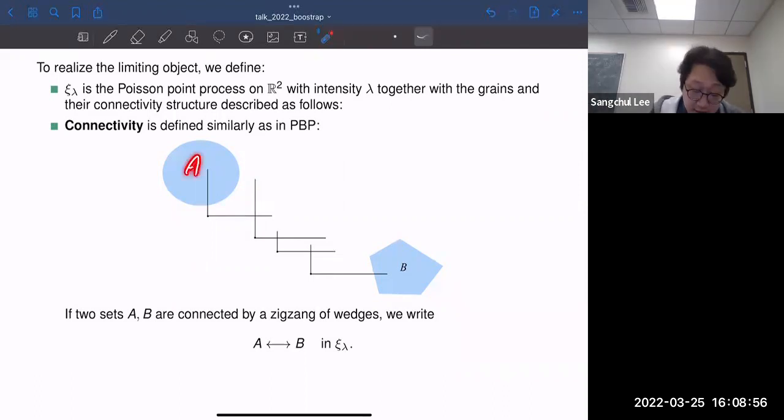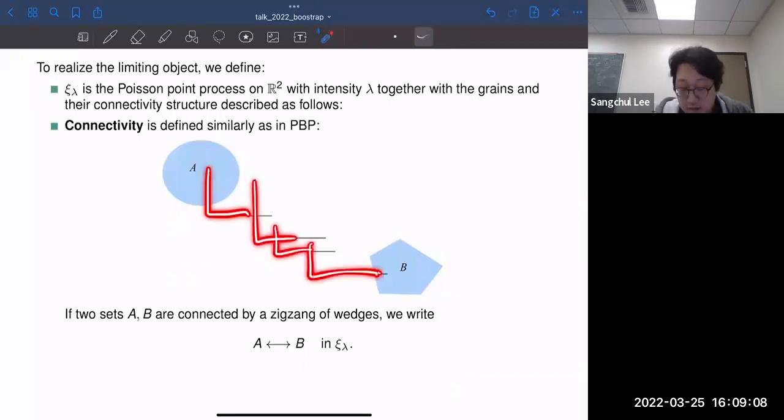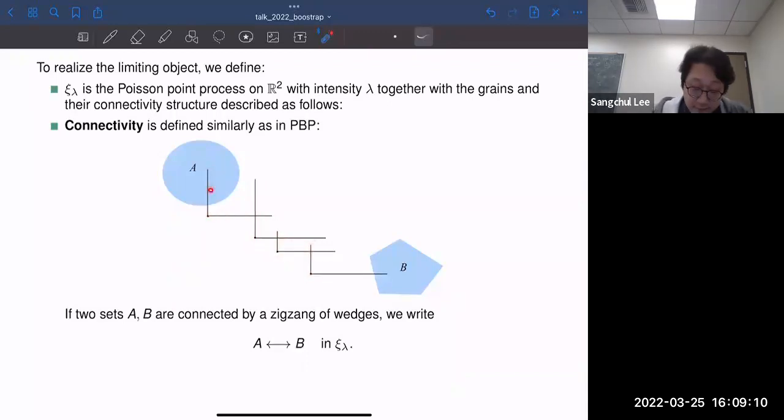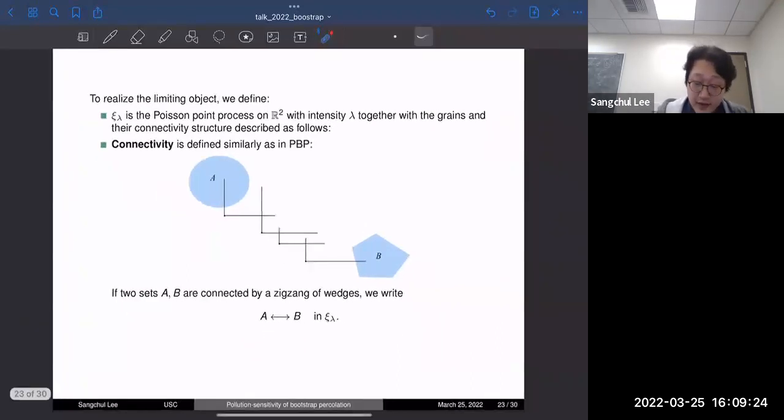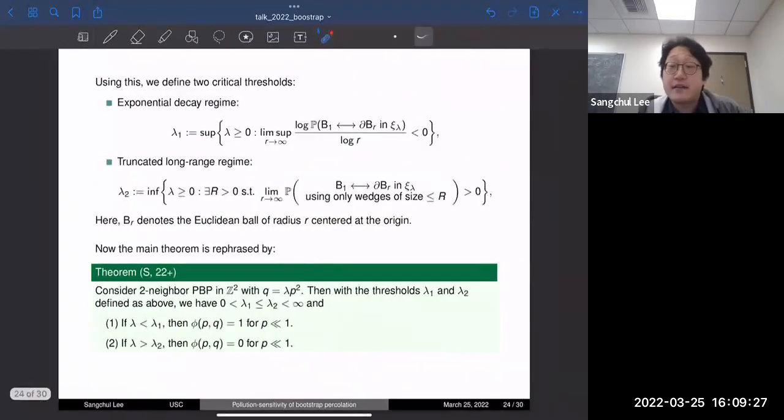So for example, two regions in the plane, A and B, are said to be connected in this continuum percolation if there is a chain of wedges that form a zigzag in this way and that connect from A to B. When that occurs, I'm going to denote that event by this symbol: A is connected to B. Okay. Now we're ready to define the critical thresholds.